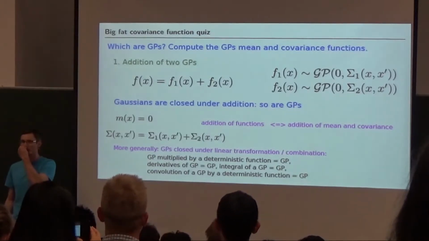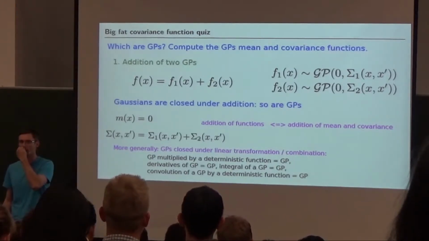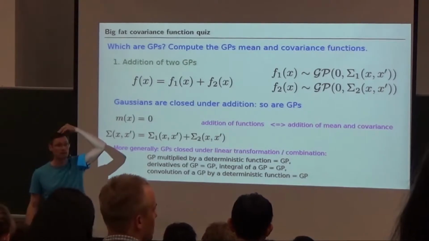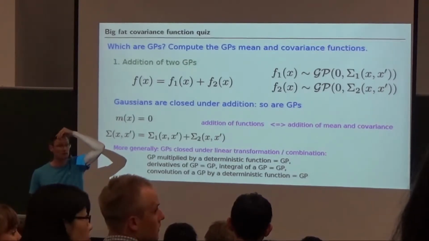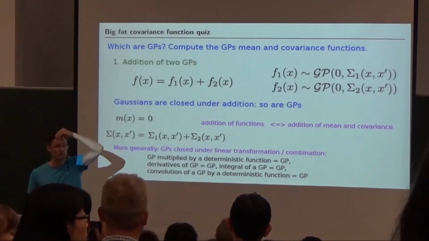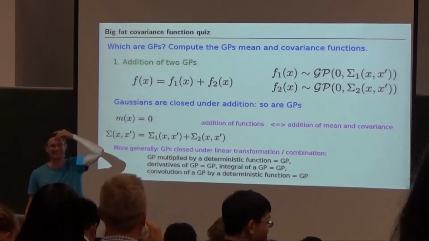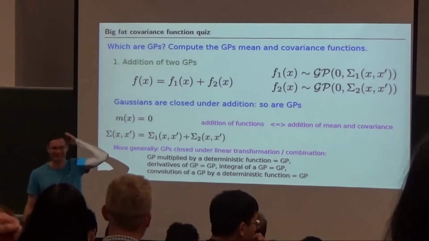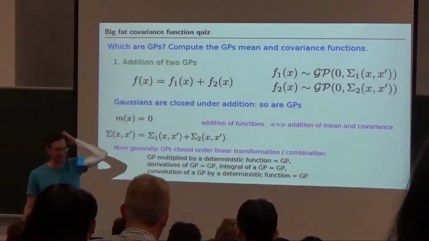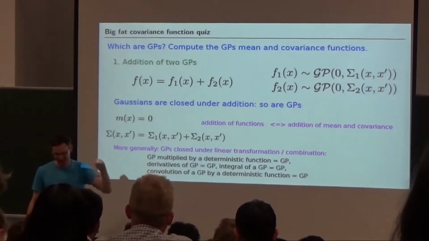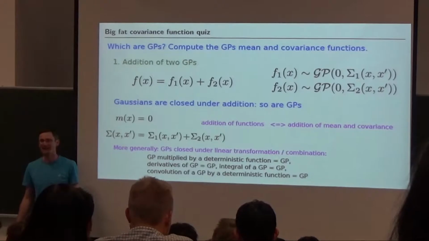Great. Any questions about question number one? Yep? Are there any properties of GPs that are not carried over from Gaussians? That's a good question. I'm sure there are some, but most of them carry over. If I think of something, I'll let you know.